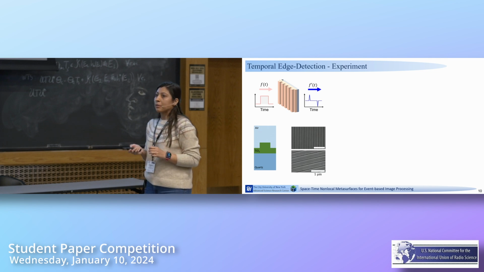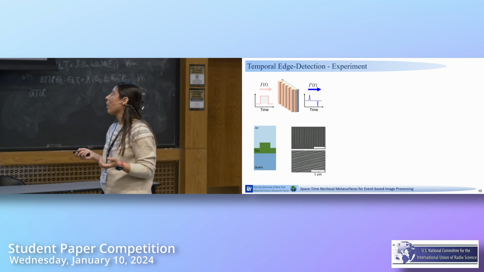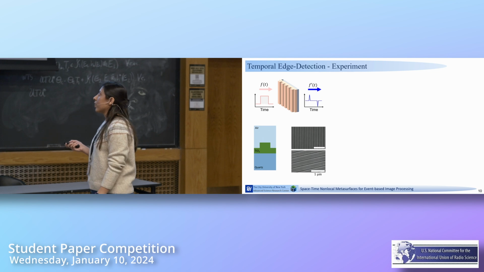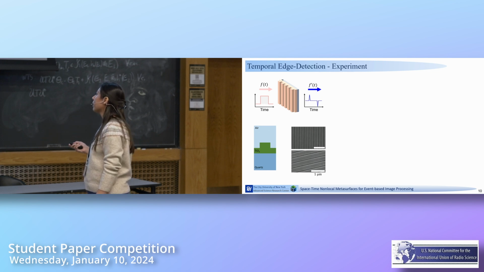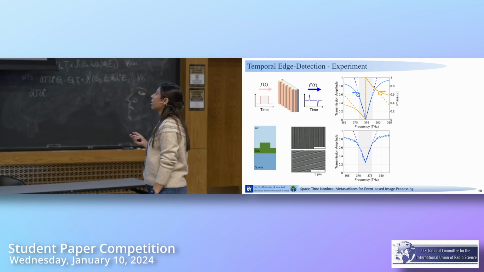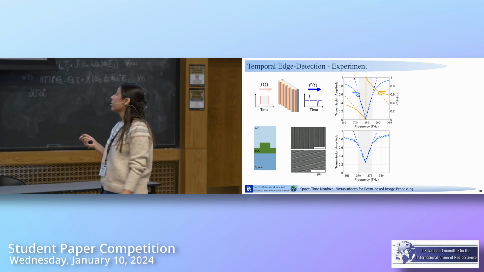We've been trying to do experiments. Spatial edge detection, we very well know how to do it, and we have lots of experience in it. So we tried the temporal edge detection. This is a metasurface that we designed and fabricated. And this is the amplitude and the phase of the transfer function. This phase jump is telling us that the metasurface is doing first-order derivative in time.